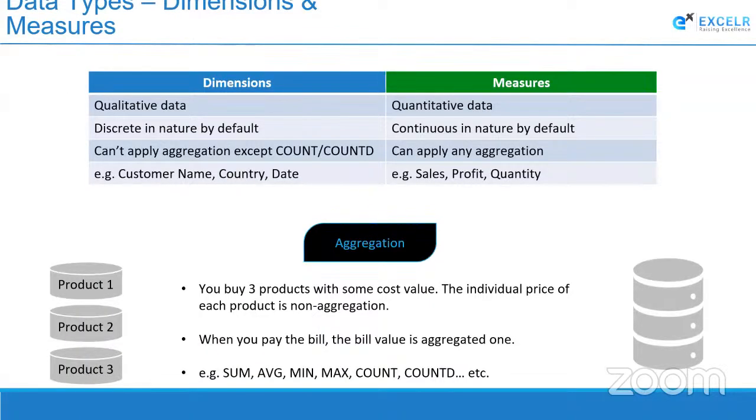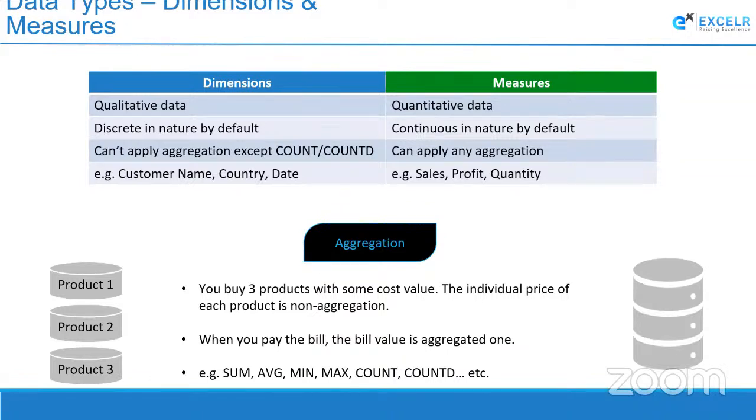Okay. You buy three products with some cost value. The individual price of each product is non-aggregated. When you pay the bill, the value is aggregated. Example: sum, average, min. It's a simple way to understand what is aggregation and what is discrete. So let's say you buy three products. Let's say you bought a biscuit for 50 rupees. You cannot apply any aggregation on it.